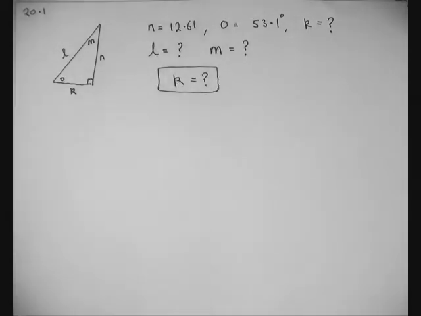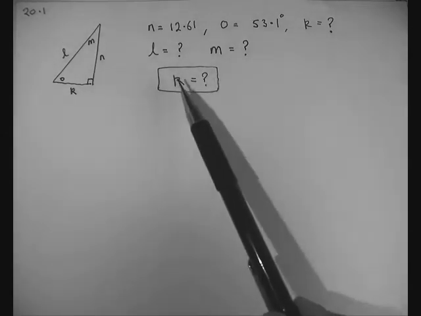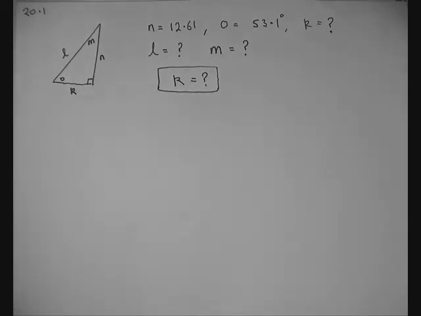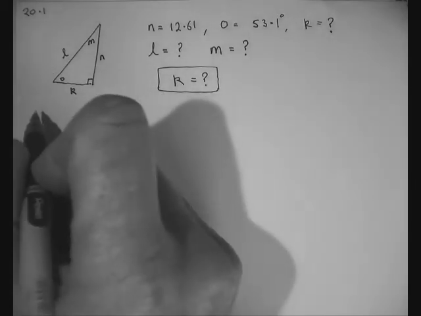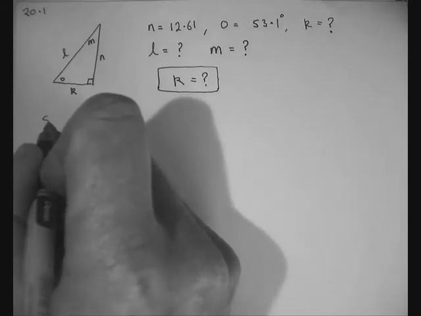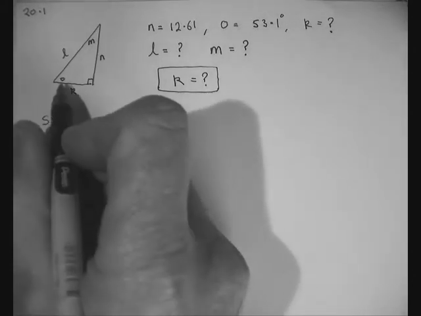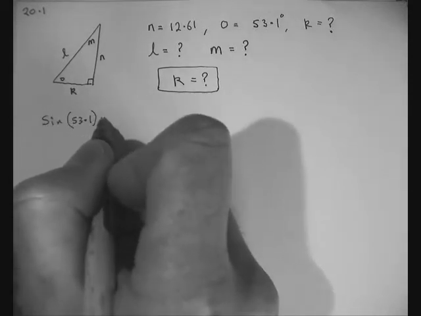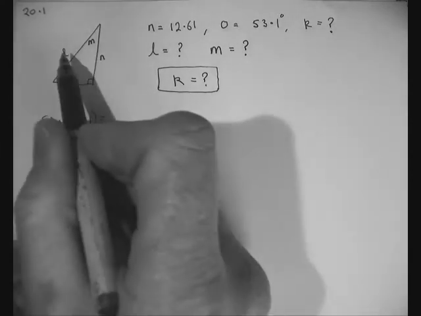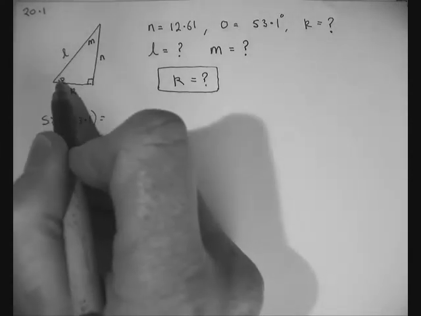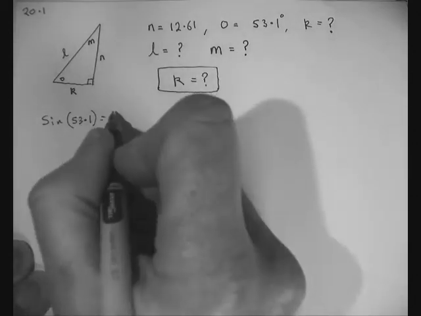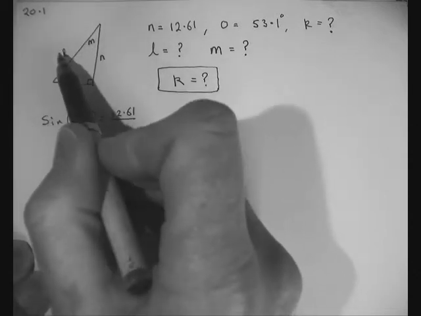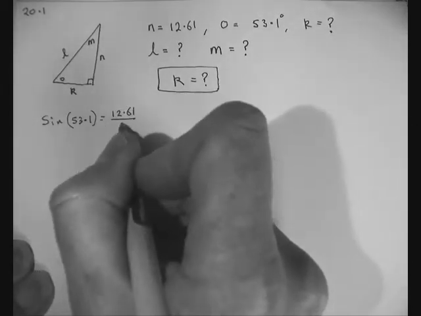In this video, we're going to use our trig tools to find the value of K. That's the length of that side there. We start off, we'll try the sine. So if we take the sine of the angle O, which is 53.1, equals the opposite over the hypotenuse. The side that is opposite to the angle O is N, and that measures 12.61 units. The hypotenuse is L. We don't know what L is, so we put it in like this.